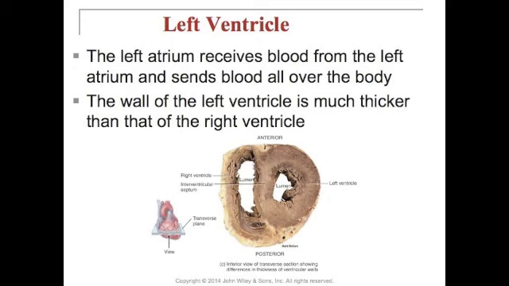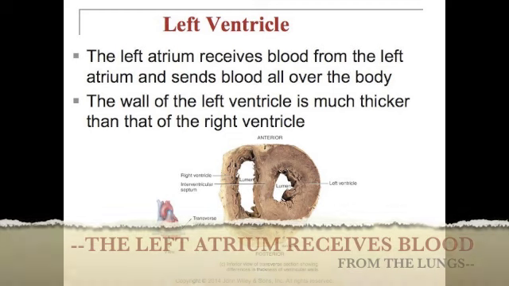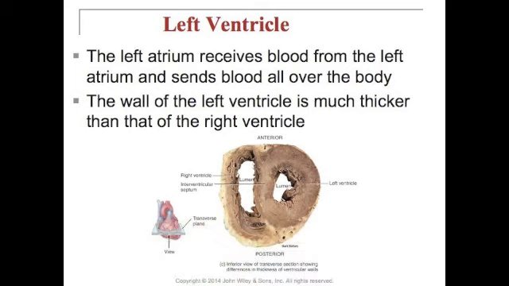So this is also figure 20.4, but now this view is on page 734. The left ventricle receives blood from the left atrium and sends blood all over the body. The wall of the left ventricle is much thicker than that of the right ventricle. And looking at this transverse cross-section, that's pretty obvious.